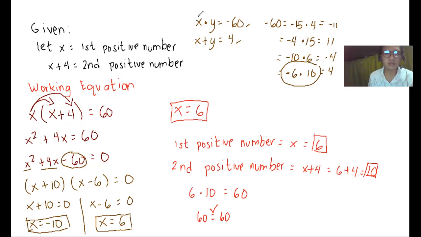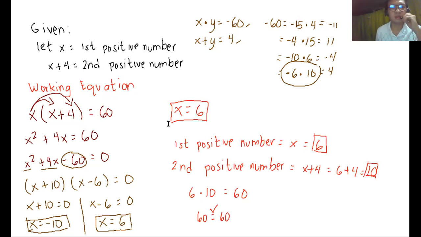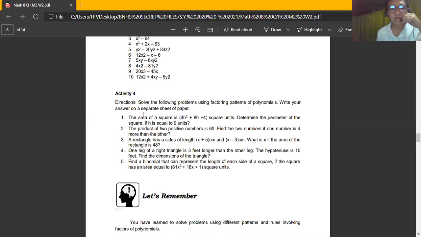Alright? Next, let's have number 3. A rectangle has sides of length x plus 5 centimeters and x minus 3 centimeters. What is x if the area of the rectangle is 48? So we are looking for the value of x. May value pa pala yung x, guys. So let's go to the whiteboard.